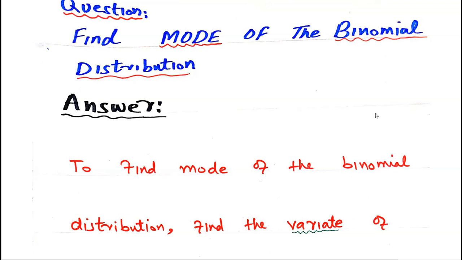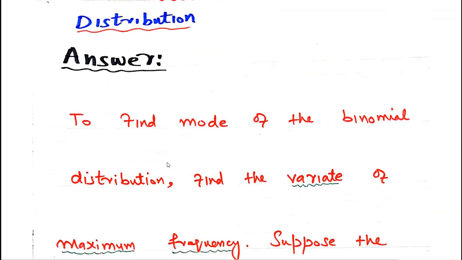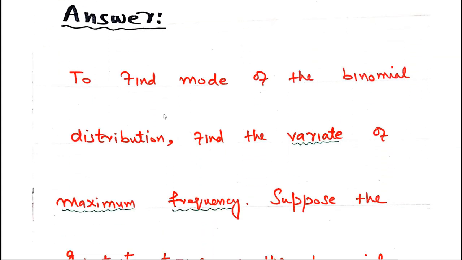In this video we solve mode of the binomial distribution. So here is the answer. To find the mode of binomial distribution, first we find the variate of maximum frequency.